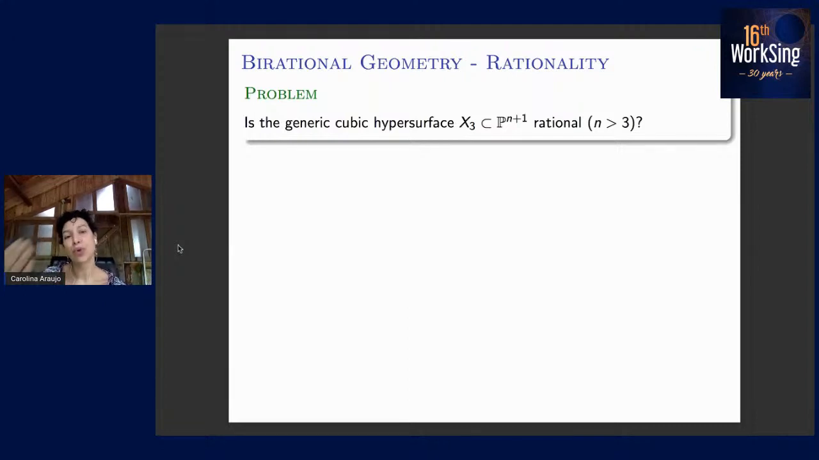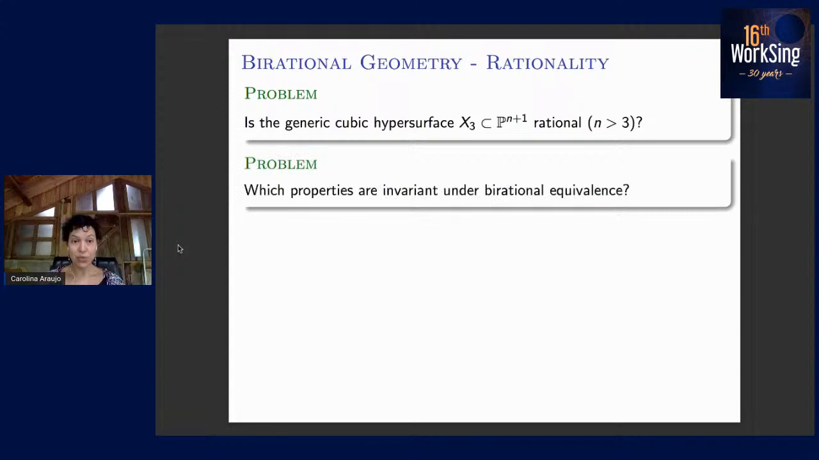And if you want to approach such a problem, to understand the rationality, the first thing that one needs is to know some birational invariants in order to compare them with P^n. So which properties are invariant under birational equivalence? And now I will explain why the notion of symmetry that we started with, namely that of an automorphism, is not good for these purposes. So notice that the group of automorphisms is not a birational invariant.